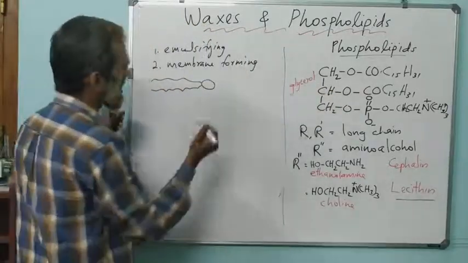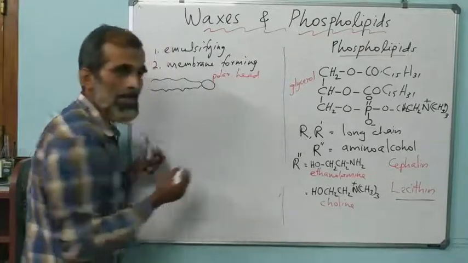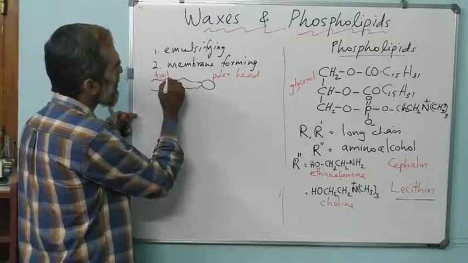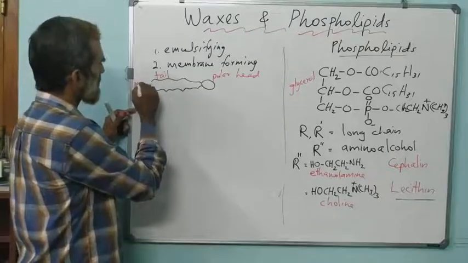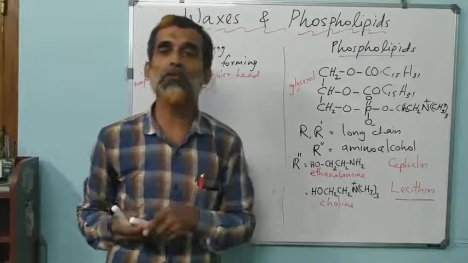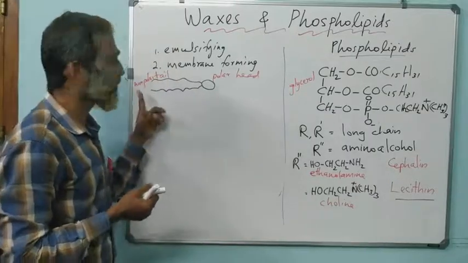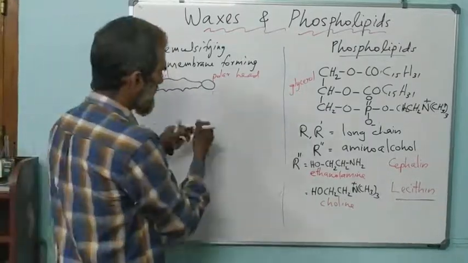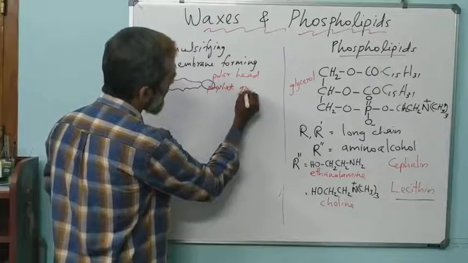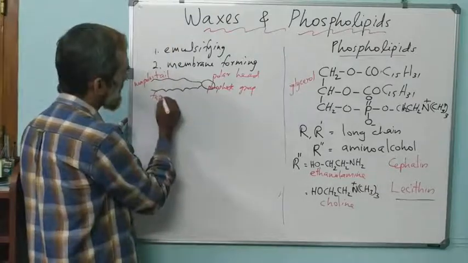Let us note it here: this is the polar head, which is hydrophilic, and this is the hydrophobic tail, non-polar. So that is the speciality of phospholipid. They have got a polar head as well as a non-polar tail. This polar head is due to the phosphate group, and this non-polar tail is due to the fatty acids.